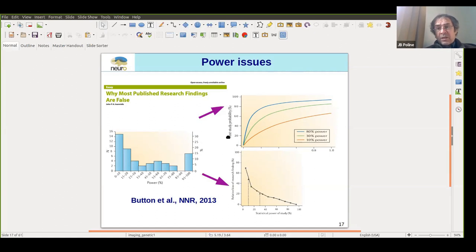But that effect that you find has some good chance to be overinflated just because you sampled too few participants or animals, you have too few samples. And the other problem is that if you have a small sample size, a small power, you decrease the probability that you will find that result again. That's called the positive predictive value, a concept that I will explain a bit later, but basically the chances that you will find that result again are diminishing.